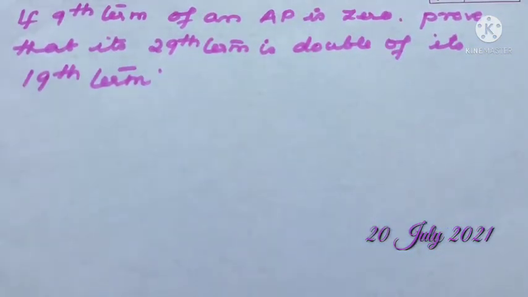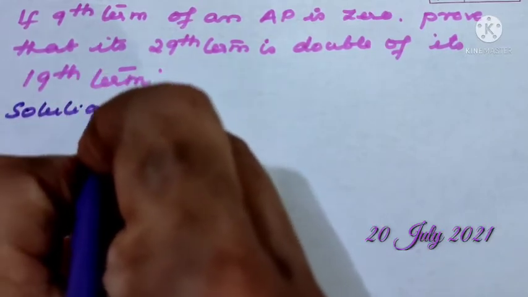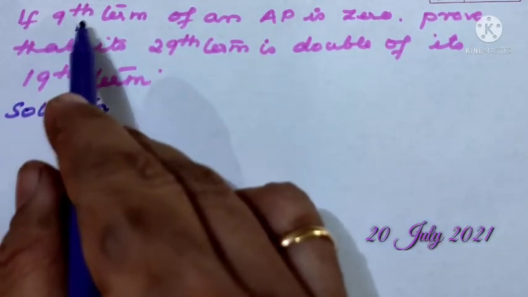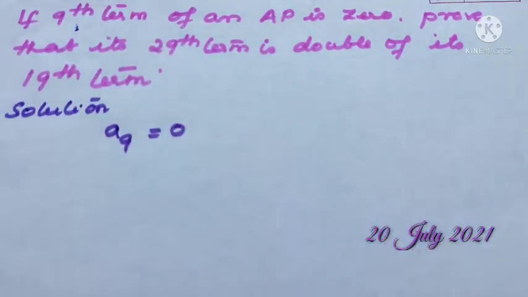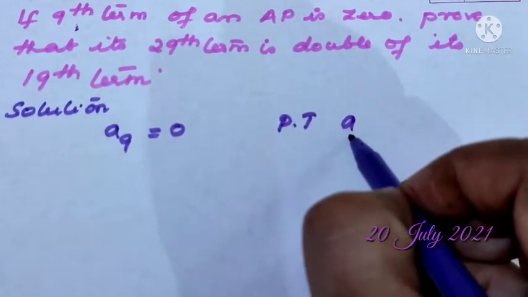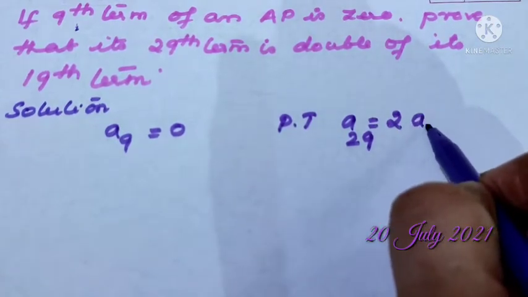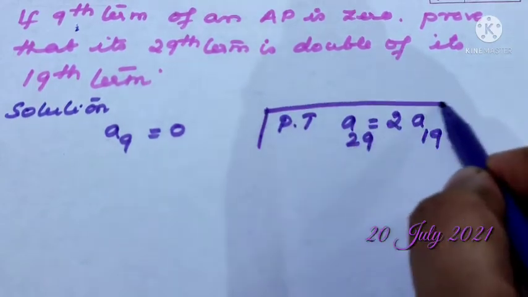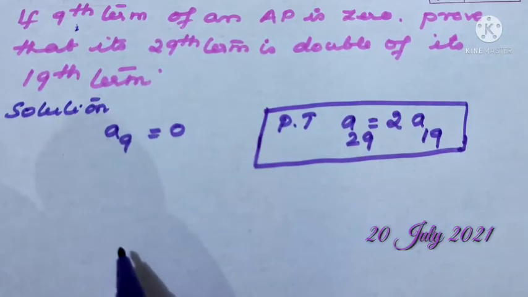If the 9th term of an AP is 0, prove that the 29th term is double of its 19th term. So write correctly what is given in the question, then it will be easy for you. 9th term, so A9 equal to 0. Next, prove that the 29th term, A29, is 2 times A19. This is the question for us. Prove that A29 is 2 times A19 only.